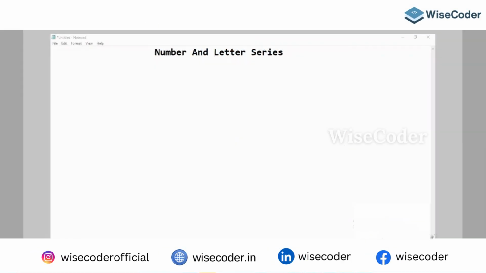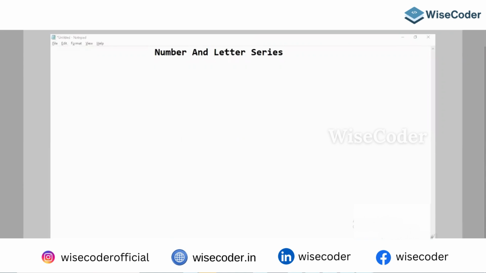Yeah, hi everyone. Today's topic is number and letter series. Number and letter series form an important part of reasoning section in various competitive examinations. There are two or three broad categories of questions that appear in various exams from this particular chapter.